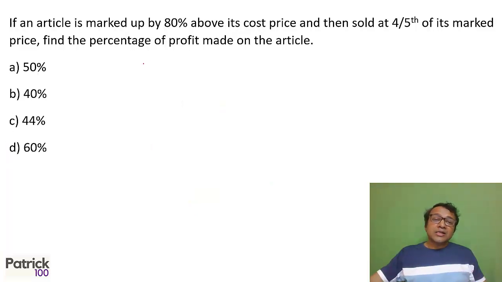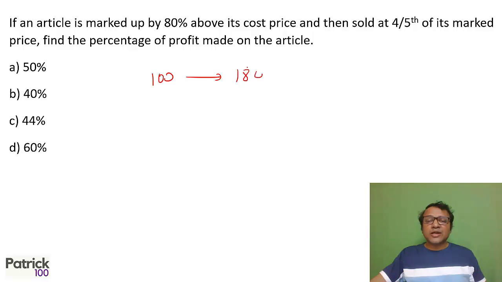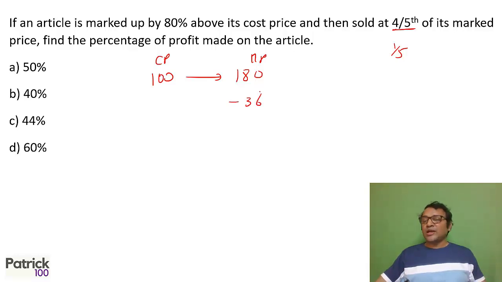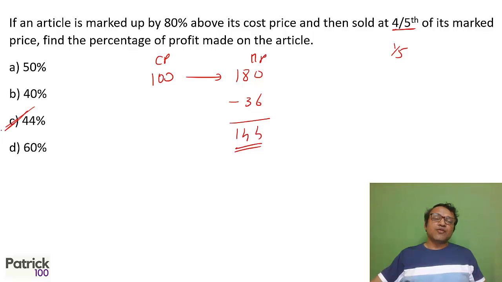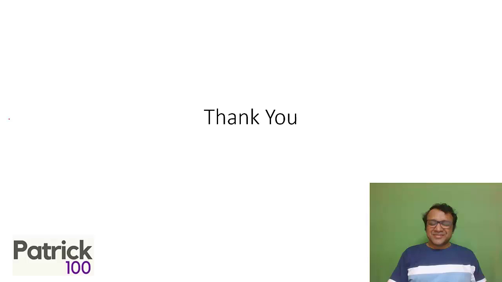An article is marked up 80%. Let me say the cost price is 100 initially. When you mark up 80%, the marked price becomes 180. It is sold at 4/5, which means they are giving a 1/5 discount, 20%. 20% of 180 is 36, since 10% is 18. So you will be selling at 144, thus making a profit of 44%. Option C. Clear? Thank you.